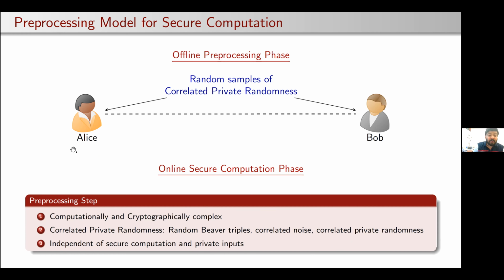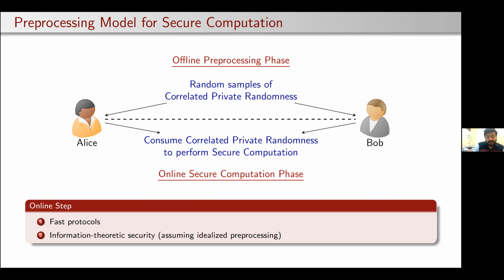In this figure, I'm only using the two-party case as a representative example. These definitions extend to the multi-party case. In the online phase, parties use the previously generated correlated private randomness in a fast protocol. This protocol is in fact information theoretically secure if the pre-processing phase produces a secure output.